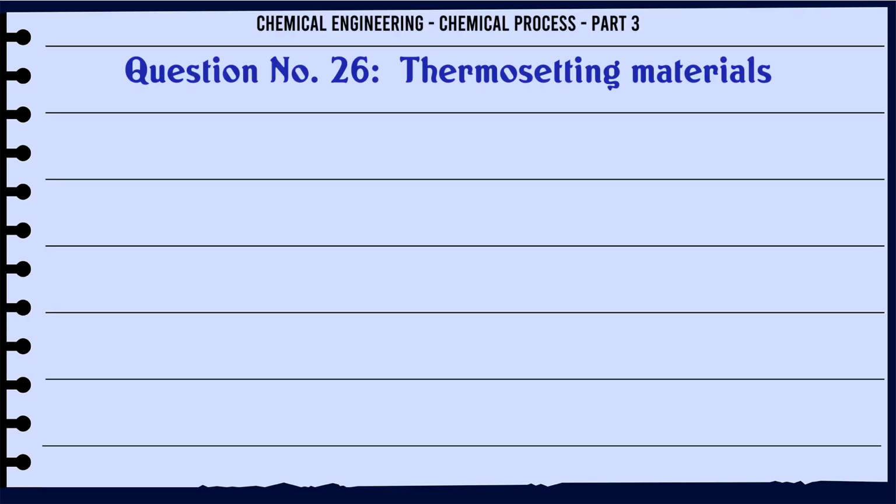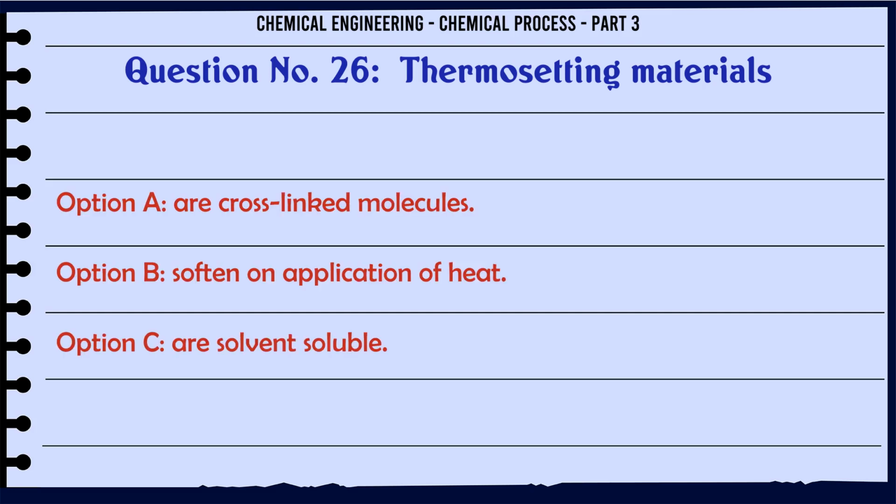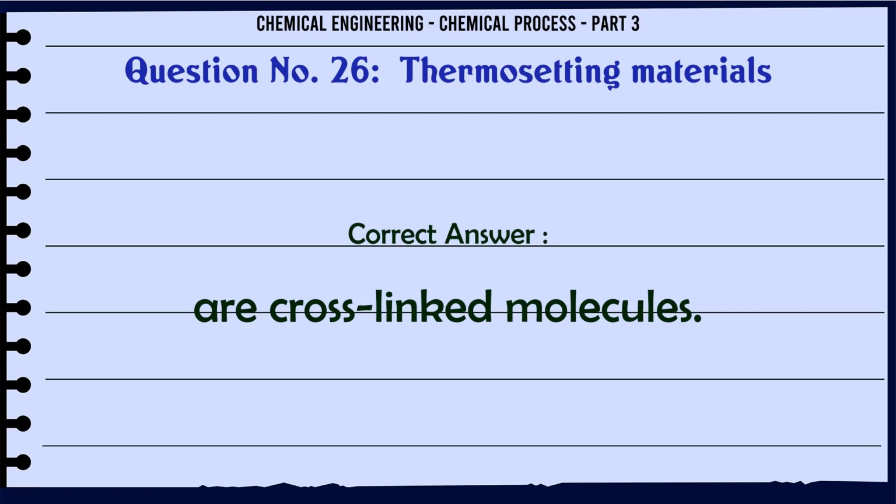Thermosetting materials: A. Are cross-linked molecules, B. Soften on application of heat, C. Are solvent soluble, D. None of these. The correct answer is are cross-linked molecules.